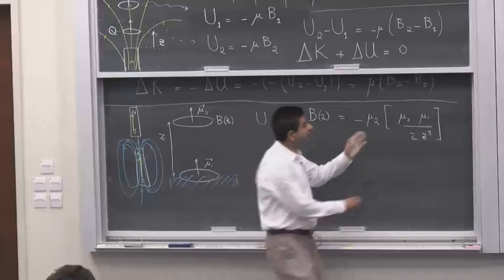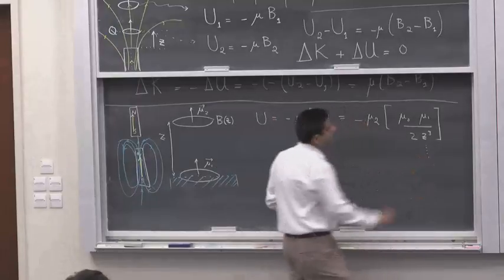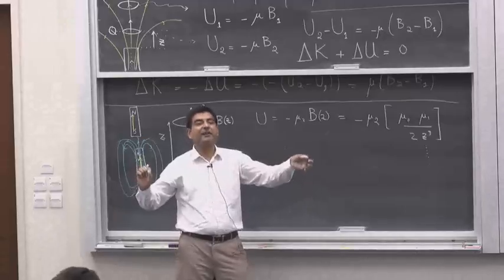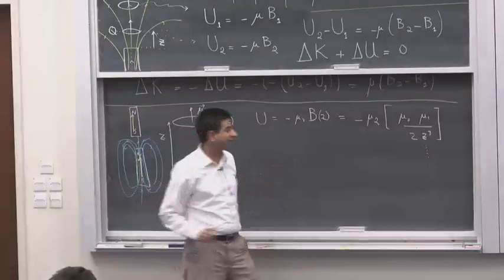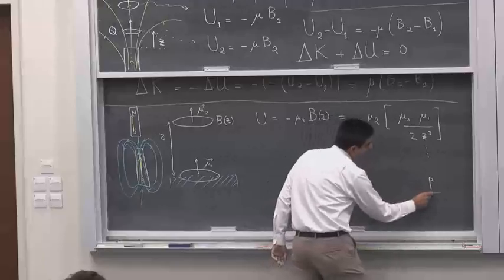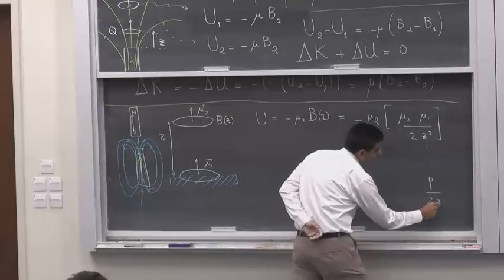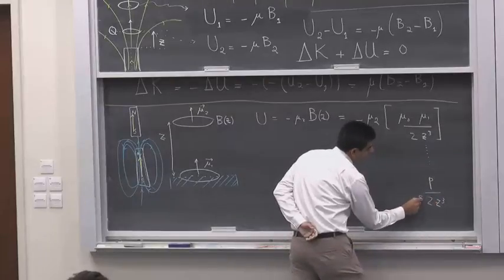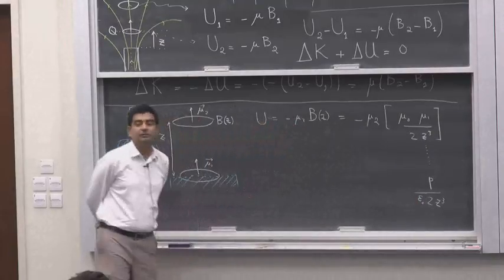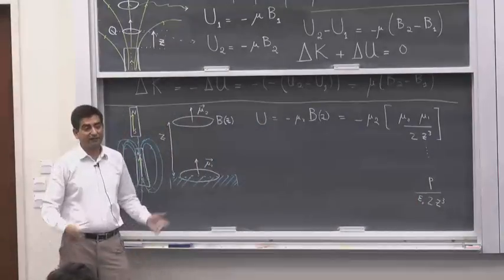Now this expression, by the way, if you remember, is just analogous to the expression of the electric field from an electric dipole that is placed along its axis. And that's given by p, where p is the electric dipole moment, over 2 pi epsilon naught z cube. This is something we've also derived.